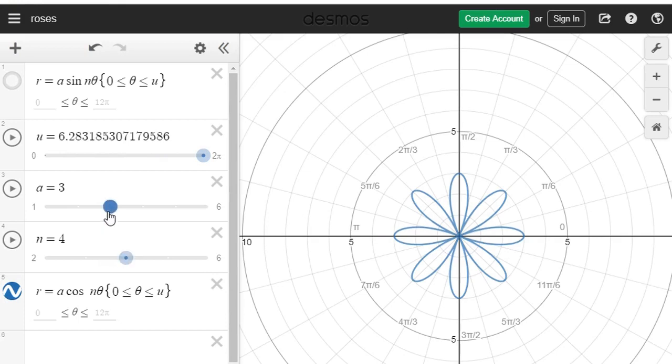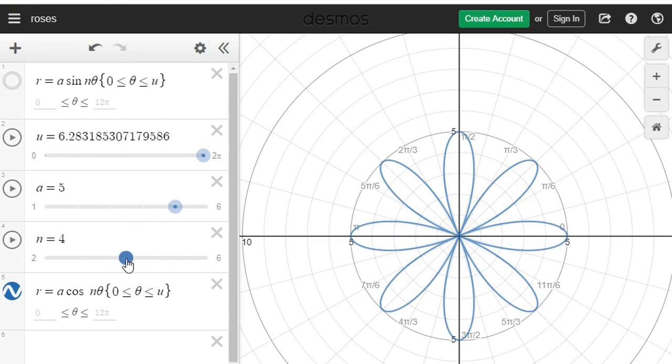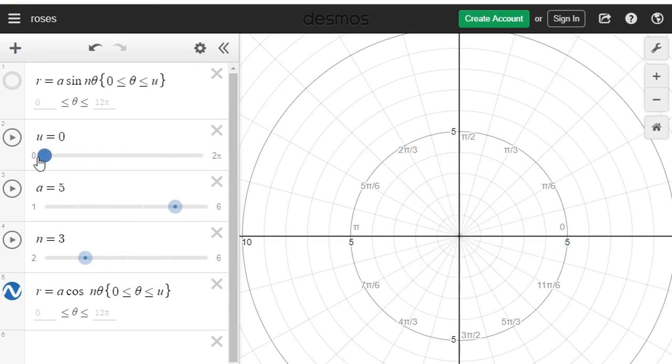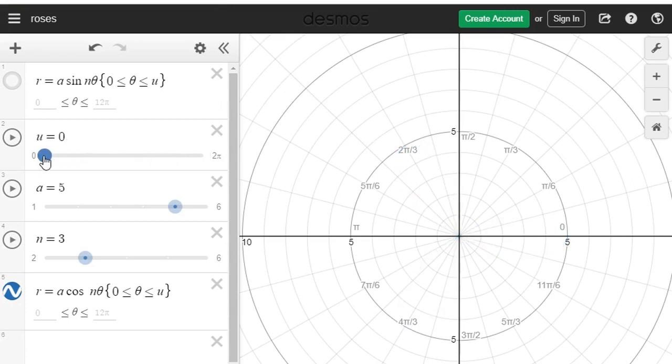Now if we go 5 cosine of 3 theta, notice there are only 3 rose petals, so that's an important distinction, and we will make that distinction as we move along. But again, notice that the first one is symmetric about the x-axis. Oh, wait a minute. Notice that it completed its entire cycle by π. So once we got to π, it then just started repeating on top of itself. So that's important to notice.